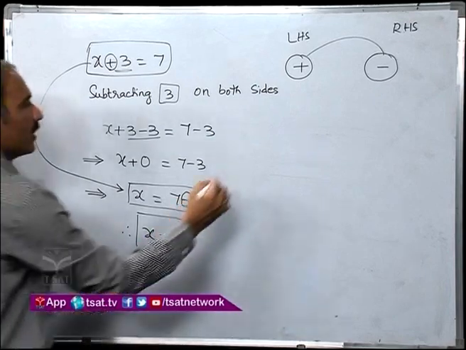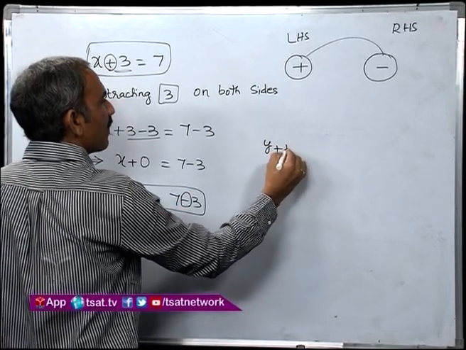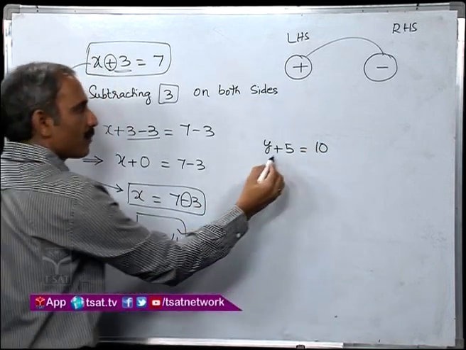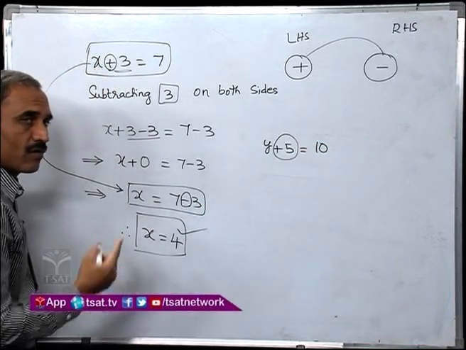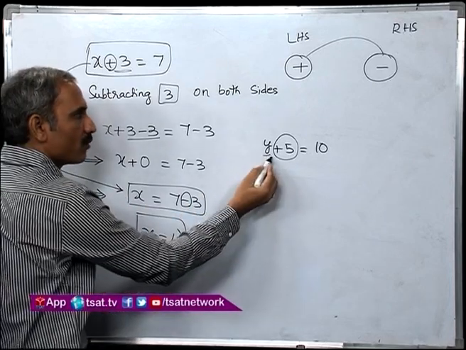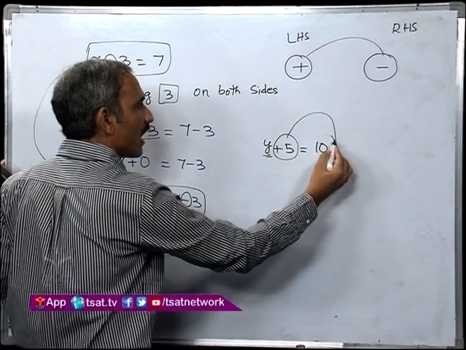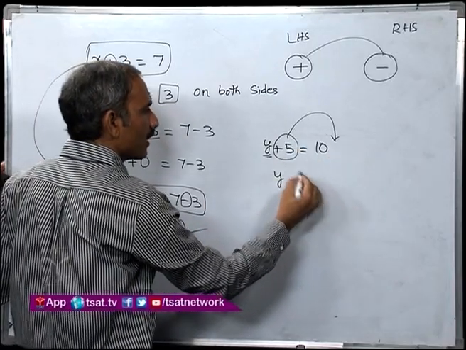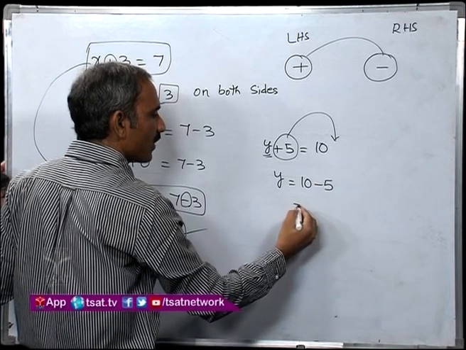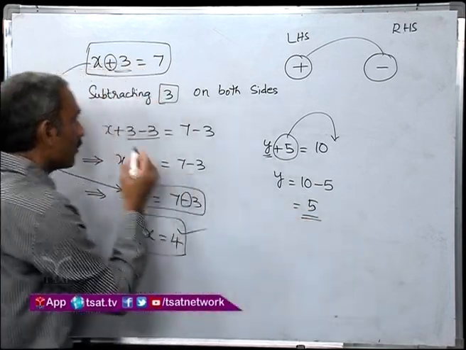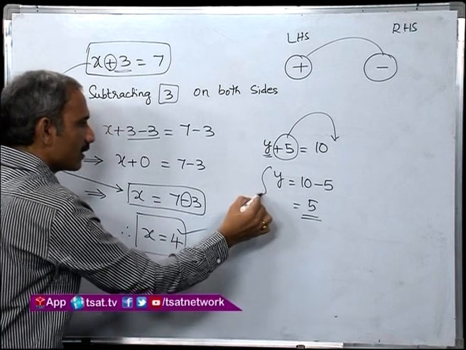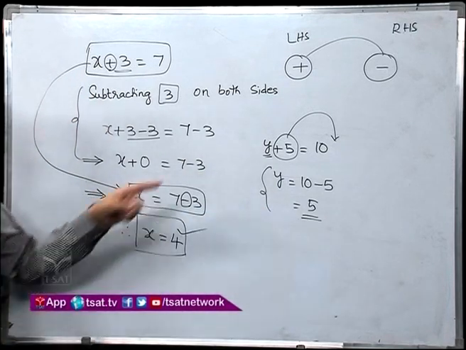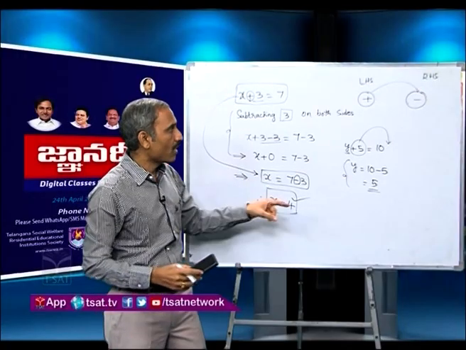For example, if you have y plus 5 is equal to 10. Here plus 5 is there. I want to find the value of the variable. Variable is y. So if you transpose this plus 5 to that side, then you will get y is equal to 10 plus 5 will become minus 5, that is nothing but 5. Without writing these two steps, directly you can find the solution. This is the smartest way to find the solution. But you have to remember this.